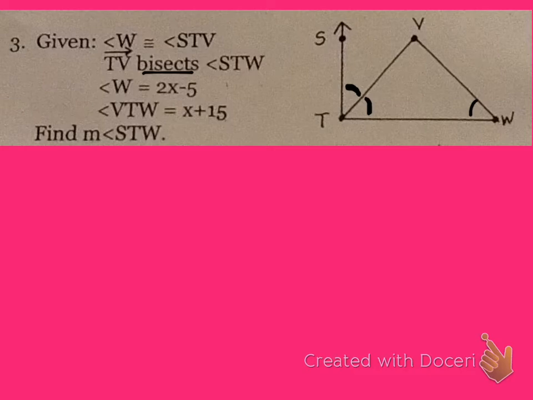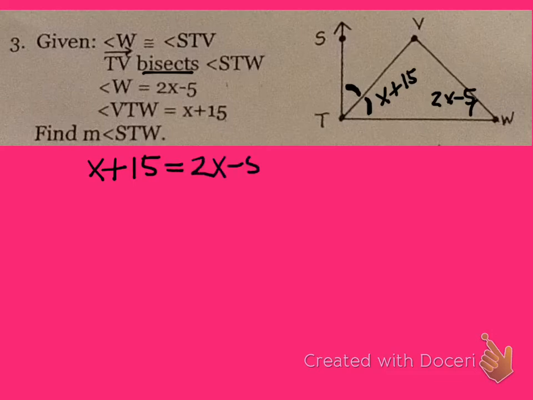We're also told that angle W equals 2x minus 5. So that goes right here. And we're told that angle VTW equals x plus 15. That goes here. So just like in the last example, I've got 2 angles that are congruent, and I have expressions for each of them. Let's put an equal sign between them. x plus 15 equals 2x minus 5. Those two angles are congruent.